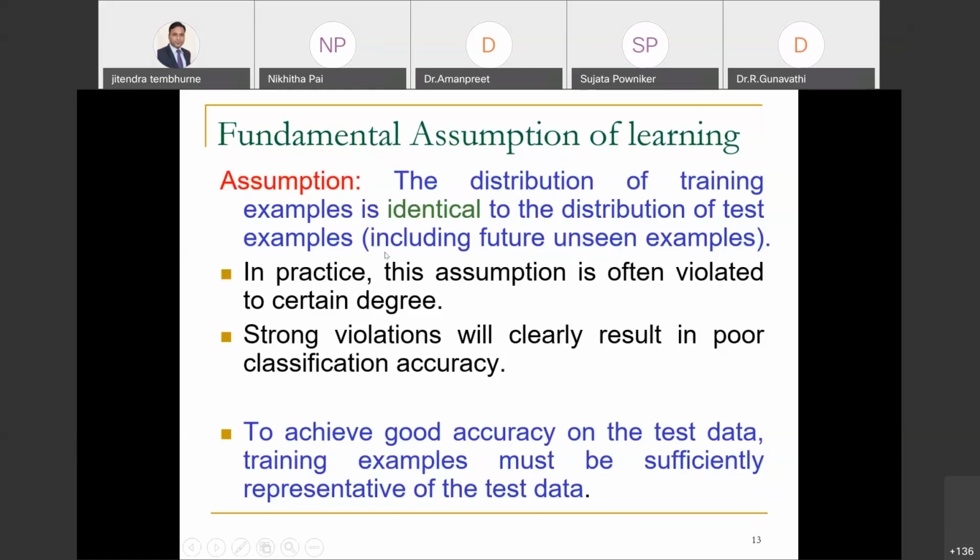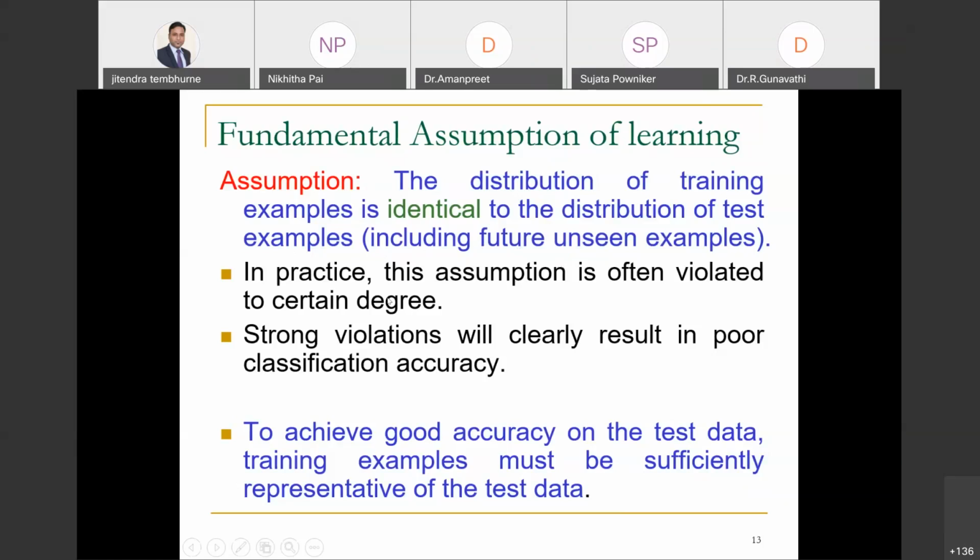It also says that this includes future unseen examples. That means here we can do some augmentation also. By using data augmentation, we can construct some future unseen examples. We can make them part of the training examples as well as the testing examples. So this is the assumption that we have to make at the time of learning.